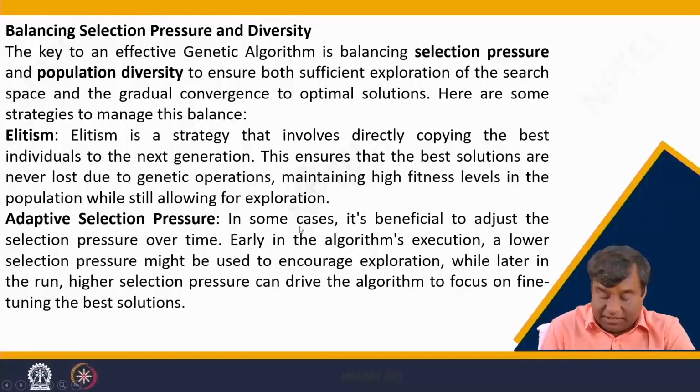Adaptive selection pressure. In some cases, it is beneficial to adjust the selection pressure over time. Early in the algorithm's execution, a lower selection pressure might be used to encourage exploration, while later in the run, higher selection pressure can drive the algorithm to focus on fine-tuning the best solutions.